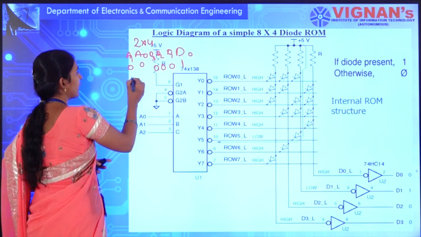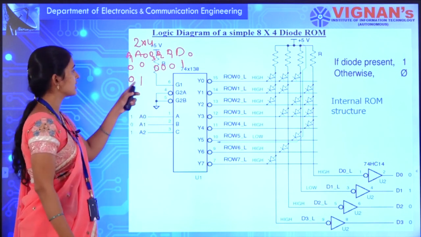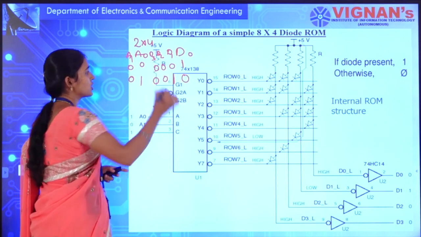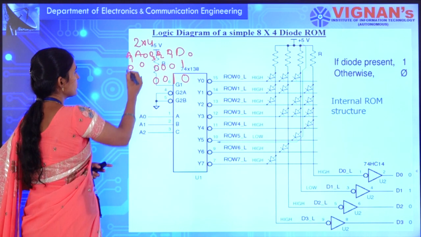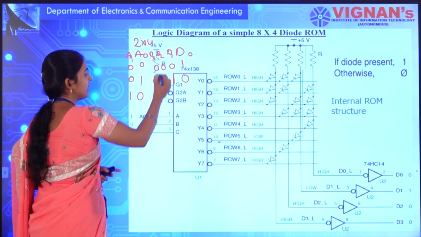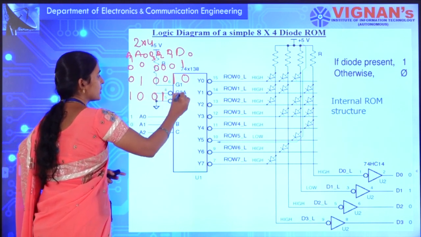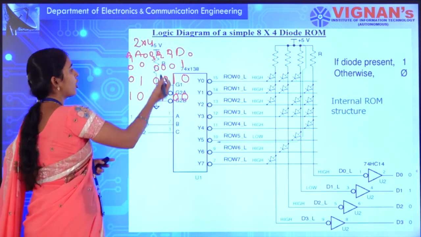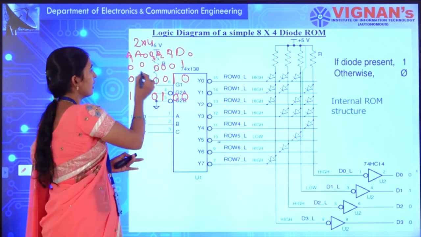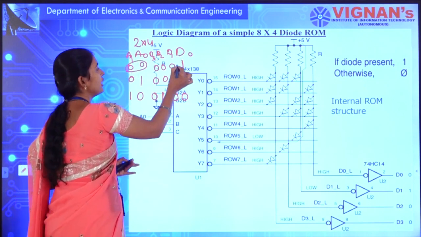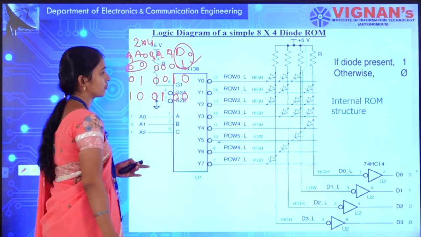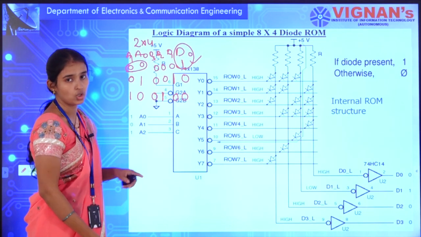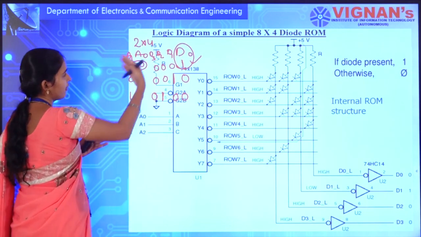Okay, if I provide 0 and 1, then D1 will be high and all remaining outputs are zeros. At the same time, if A1 is high, D2 will be high and all other remaining outputs are zeros. What I mean to say is that if we give one particular input, only one output will be high and all other outputs are low. This is for active high. What about active low? It is the reverse case.